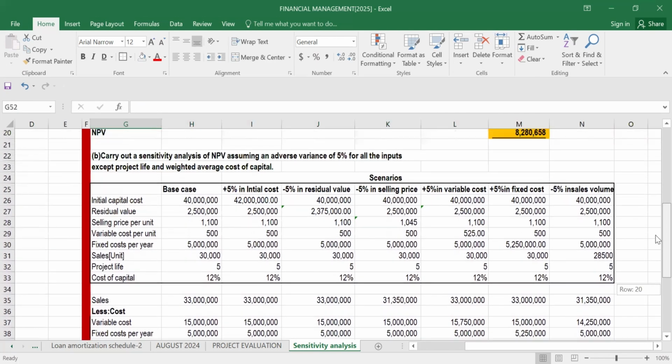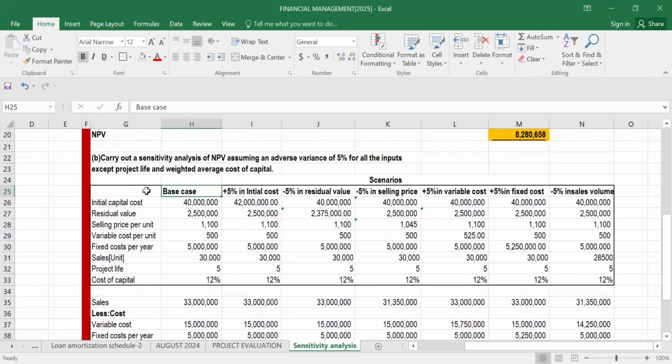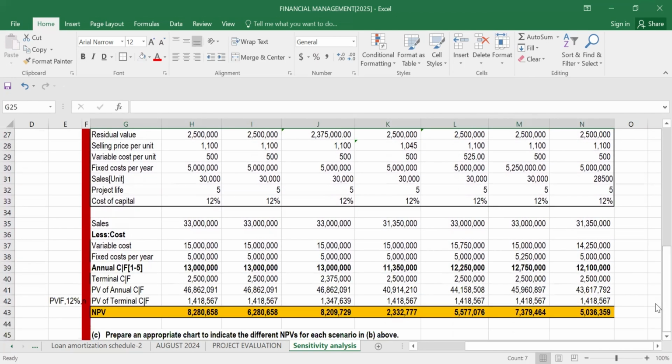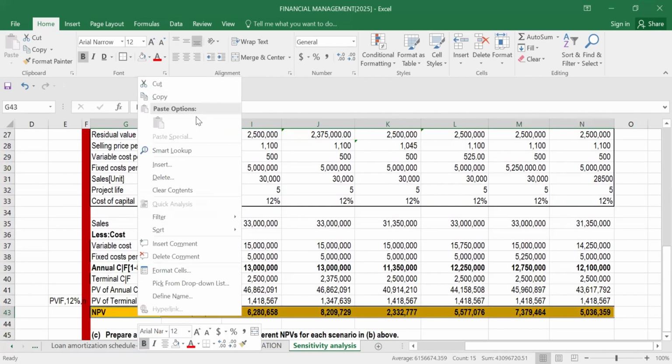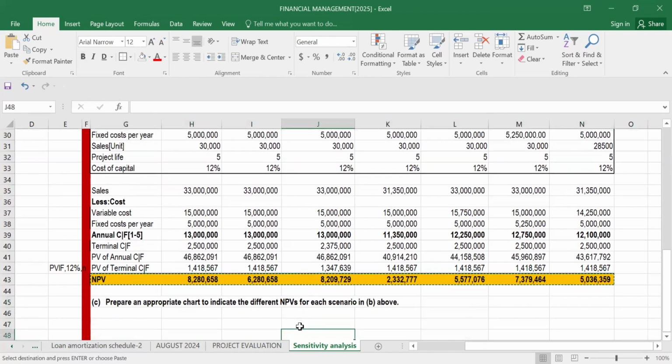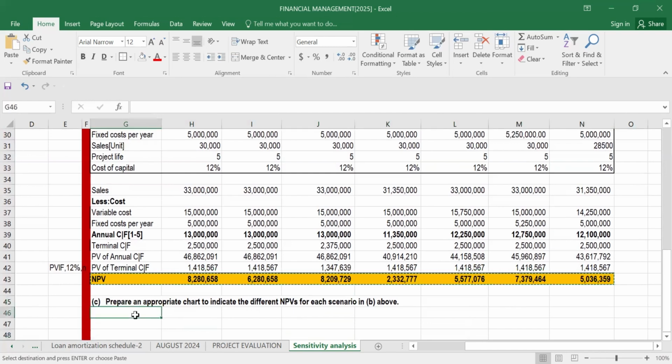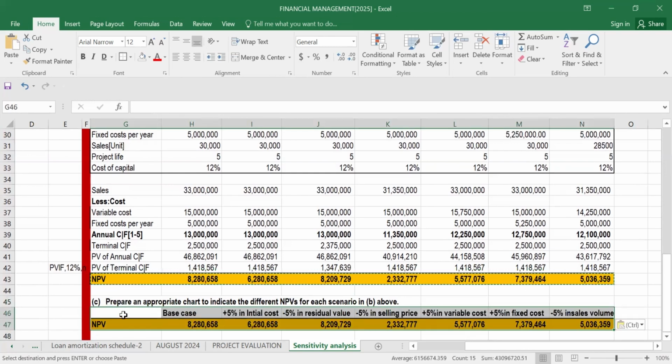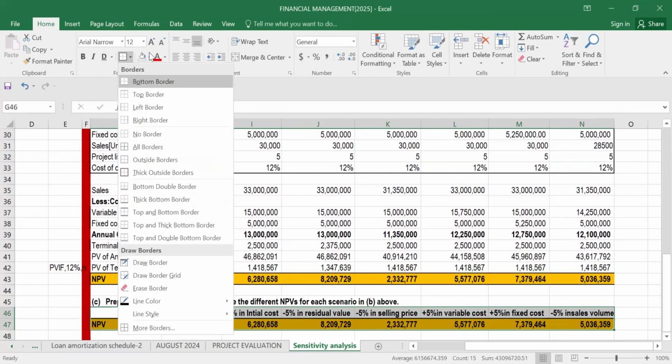So which are the scenarios? First of all, these are our scenarios here. We need to pick these particular scenarios and their associated NPVs, these ones. So we just copy this, Control C, and then we have them down here, Control V. So in our case here, what do we have? We have basically different scenarios and the associated NPV.